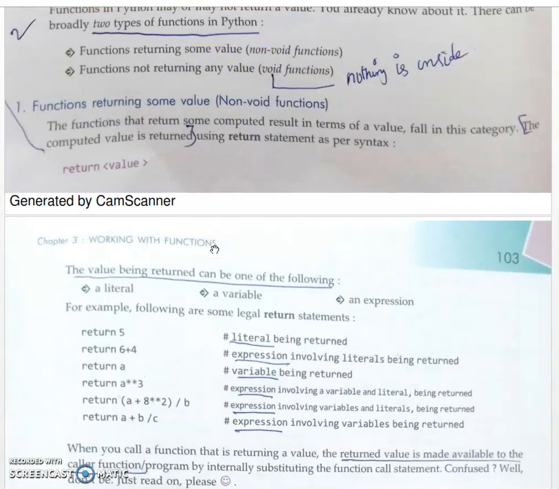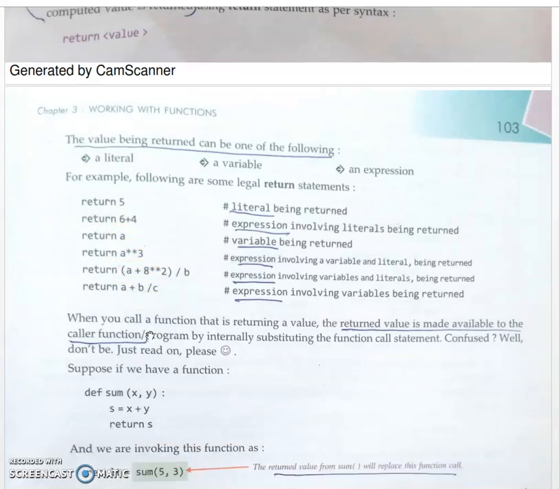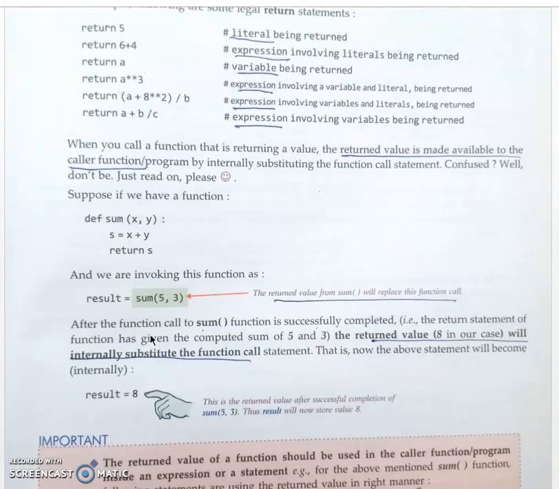The returning value can be a literal, a variable or an expression. Here I am returning 5, which is a literal. We can return a variable, we can return an expression. Here also it is an expression, here also it is an expression. Then the result will be stored in the result variable. So what is the result? 5 comma 3, if you add 5 plus 3, we will get 8.